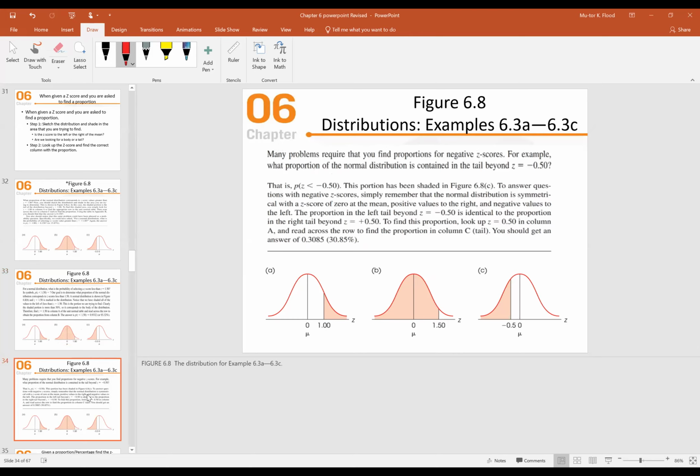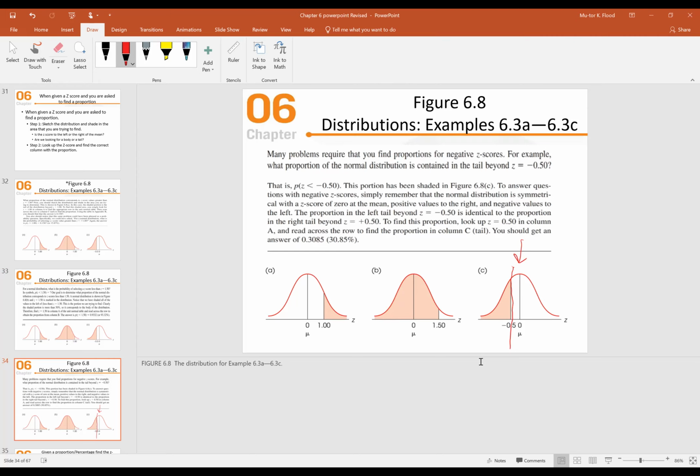So a different problem. Many problems require that you find proportions for negative scores. For example, what proportion of the normal distribution is contained in the tail beyond z equals negative 0.50? So here we drew the distribution and put where the z-score is at, negative 0.5. Again, the z-score is going to separate the distribution into two parts, a body part and a tail. You need to know if you're looking for a body or a tail.